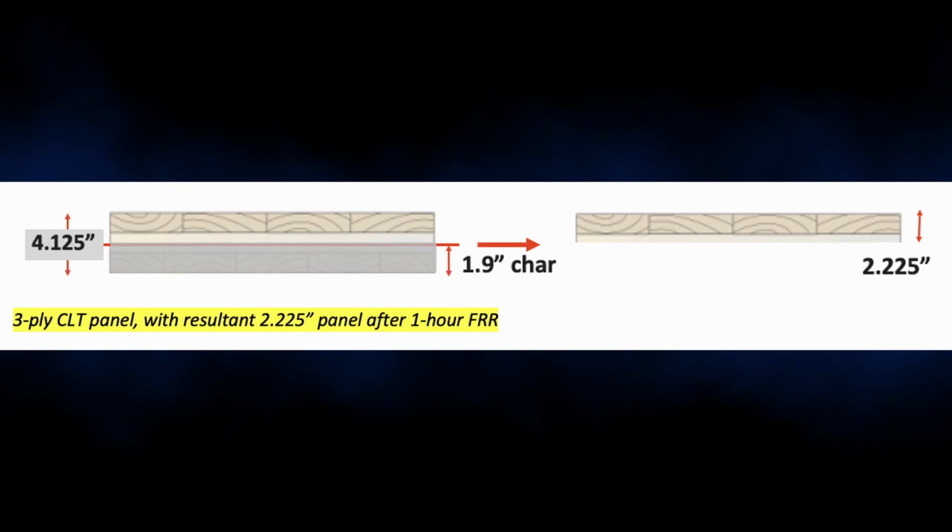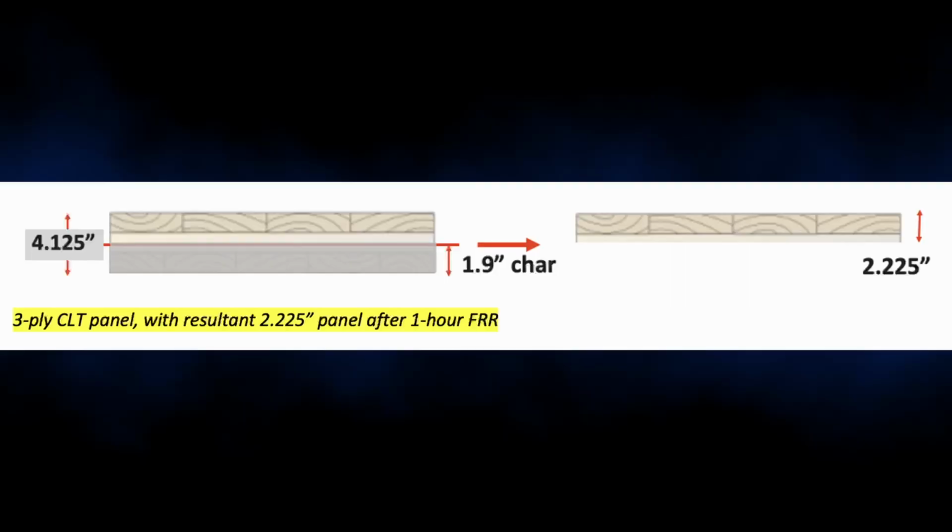Now let's look at a few alternate scenarios. Let's say instead of a 5-ply starting out, we want to start out with a 3-ply. And we want to say, can we get a 1 hour fire resistance rating with a 3-ply panel? Well, again, we have the same effective char depth, that 1.9 inch char depth, because that's a factor of the fire resistance rating and the thickness of the laminations. It's not a factor of the overall thickness of the panel. So again, 3-ply panel, 1.9 inch effective char depth.